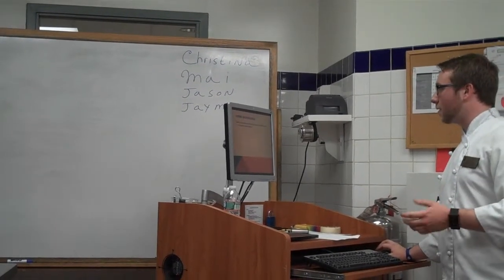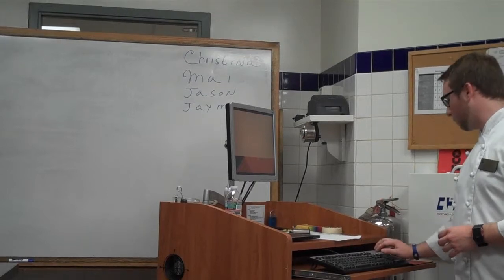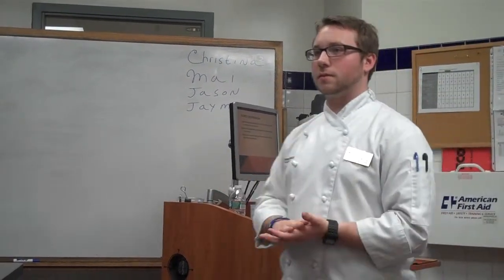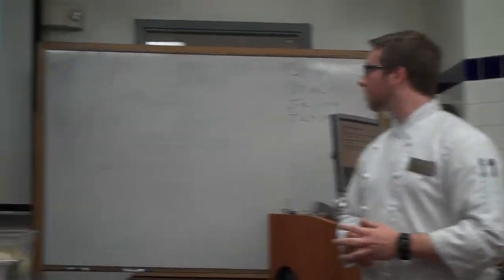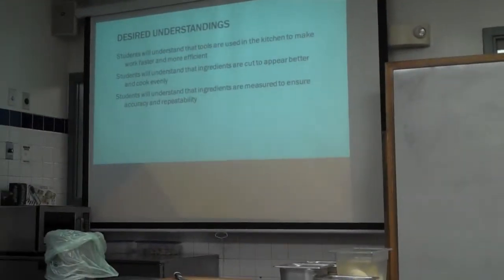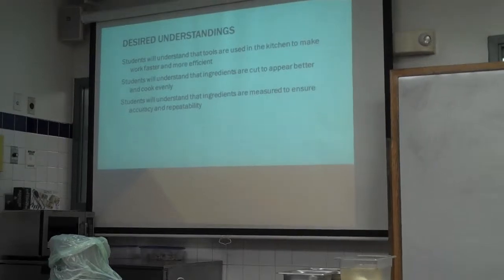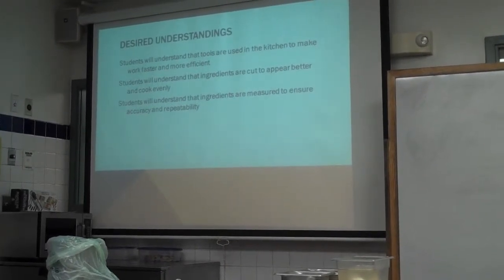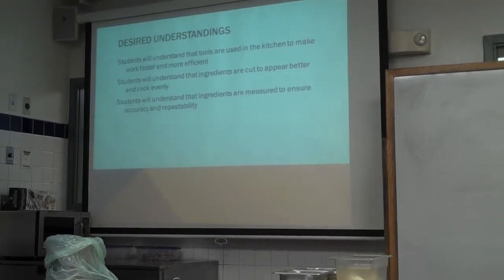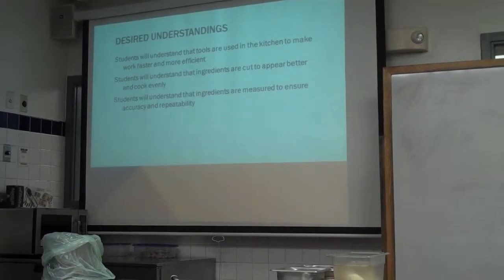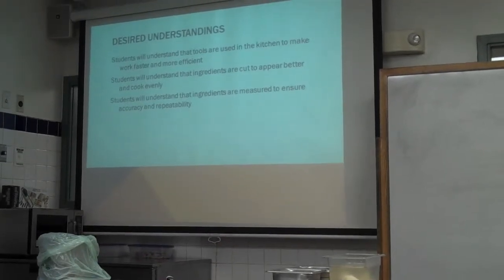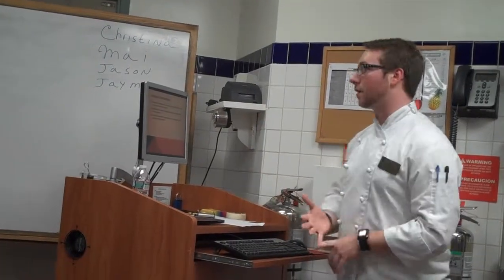So today the desired understandings that I want to get from you guys. Can I get a volunteer to read these out as well? Brittany, go ahead. Students will understand that tools are used in the kitchen to make work faster and more efficient. Students will understand that ingredients are cut to appear better and cooked evenly. Students will understand that ingredients are measured to ensure accuracy and repeatability. Okay. So this is kind of what we're going to be going over today. This is what I want you guys to gather and understand by the end of the lesson.